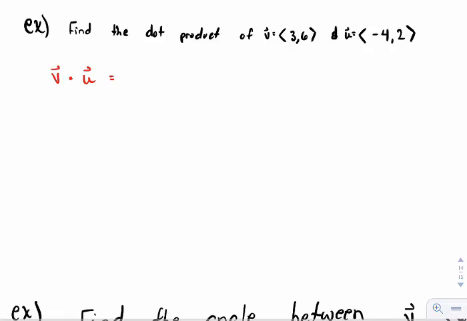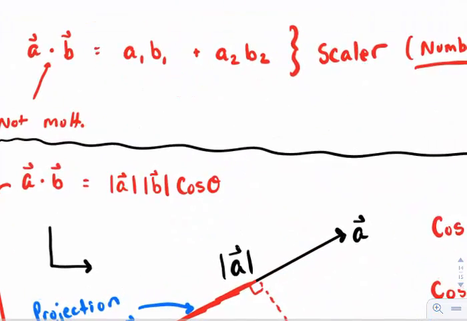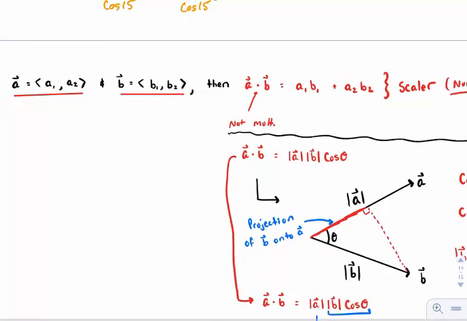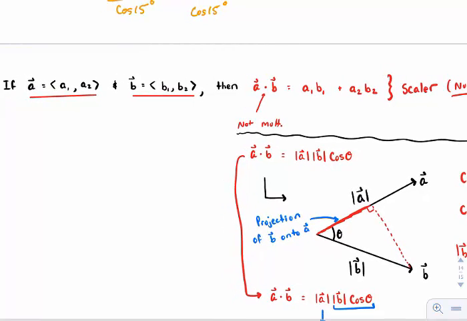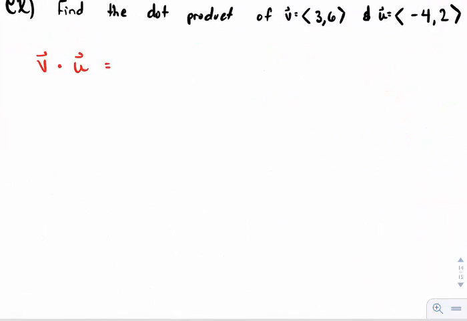So I'm going to take my horizontal components, and if you don't remember the formula, hopefully you have it written down. I'm going to multiply my horizontal components and my vertical components, and I'm going to add those two products together. So if I do that, I'm going to get 3 times negative 4, and then I'm going to get 6 times 2. And again, we want to add those products together.